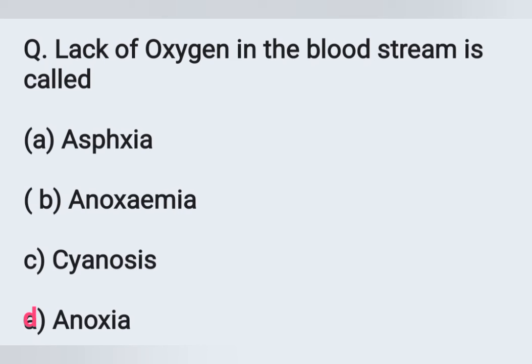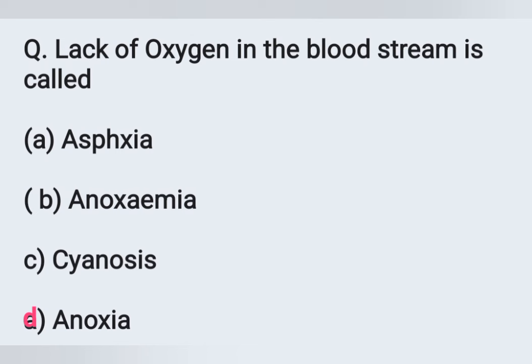And the next question is, lack of oxygen in the bloodstream is called: option A asphyxia, option B anoxemia, option C cyanosis, option D anoxia. Our first option, asphyxia. The word meaning of asphyxia is suffocation. Because of decreased oxygen content in the body, the patient may experience suffocation, that is asphyxia.